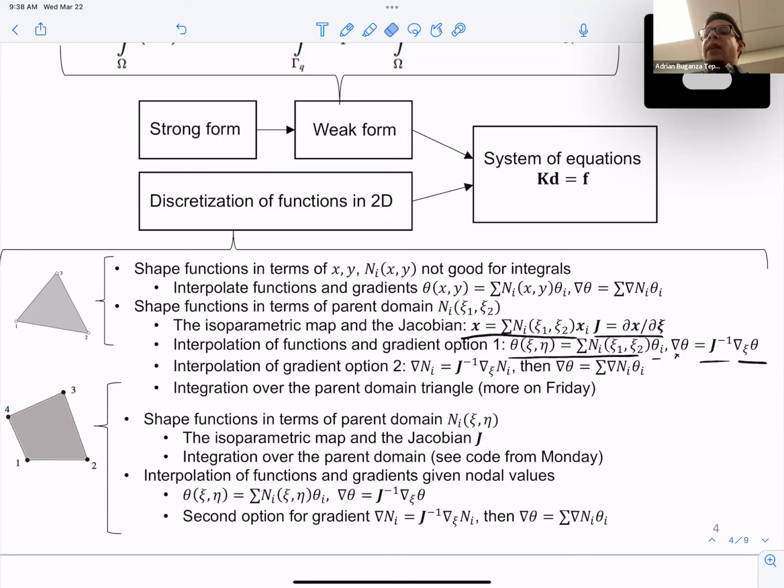And then to do integration, we just do the same as for the 1D. There's some table that has the points at which you need to evaluate and the corresponding weight of those points.